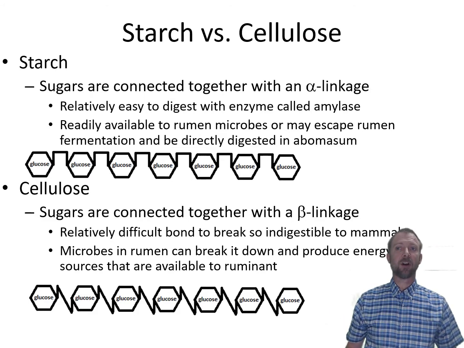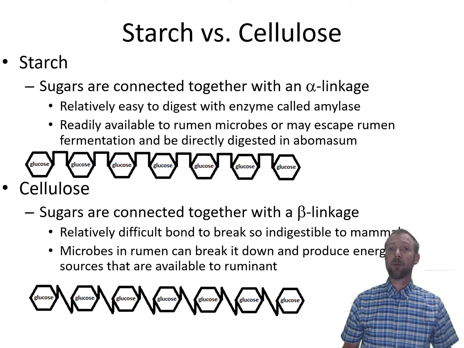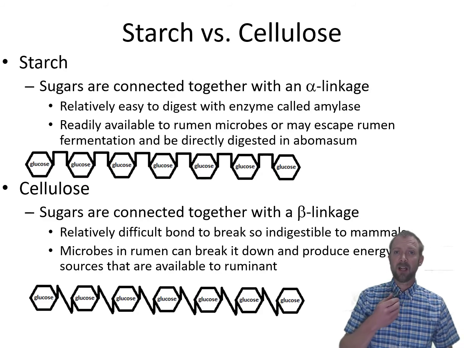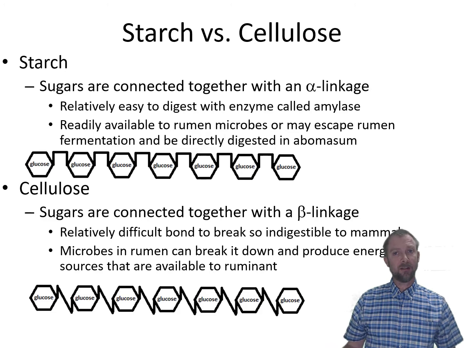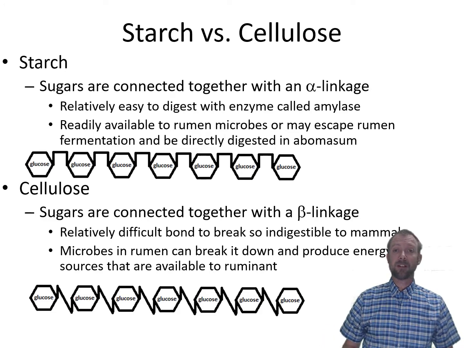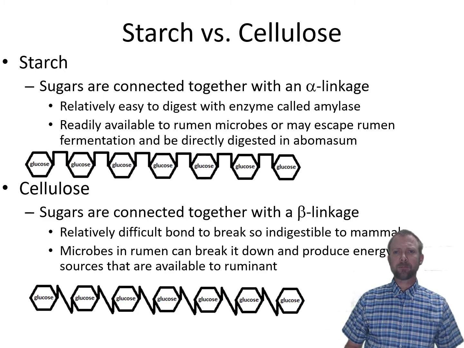For starch, it's called an alpha linkage. This alpha linkage is not super strong, so it can be broken relatively easily. The enzyme amylase, humans, we have that in our saliva. Ruminants don't have very much in their saliva, but some of the bacteria do have it, and also in the small intestine they have the amylase there so they can break down any starch that escapes ruminal degradation. By the way, the bacteria that do that are called amylolytic because they break down that amylose.